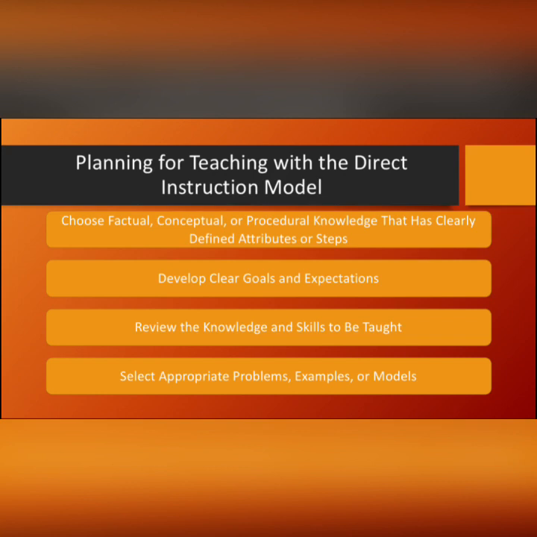The next is planning for teaching with the direct instruction model. The first is to choose factual, conceptual, or procedural knowledge that has clearly defined attributes or steps. The second is to develop clear goals and expectations. The third is to review the knowledge and skills to be taught. And the last is to select appropriate problems, examples, or models.